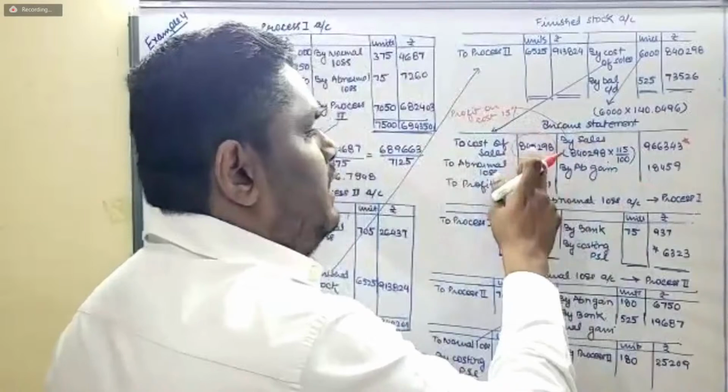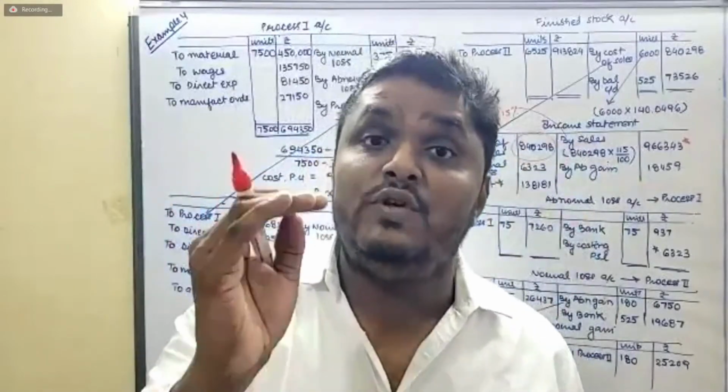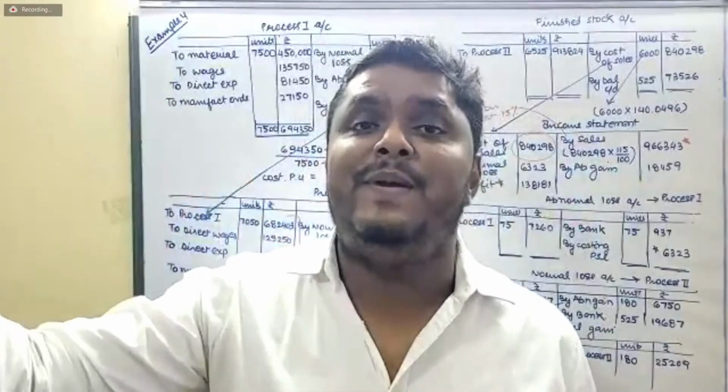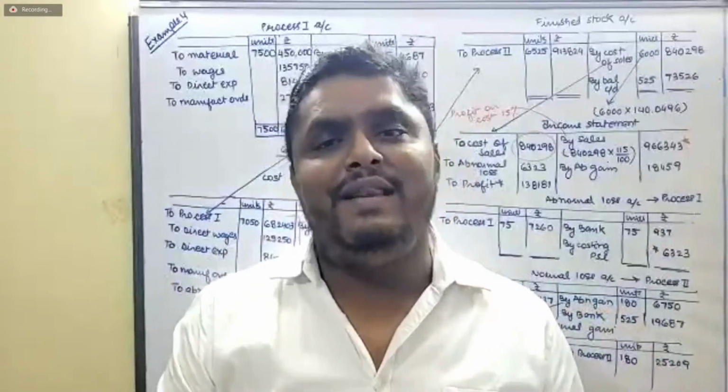This is my cost, 840,298, and it is clearly mentioned in the question that profit is 15% of the cost. So this is cost. If we add 15%, we will get the sales amount.